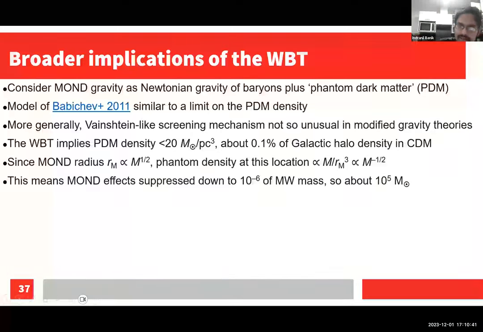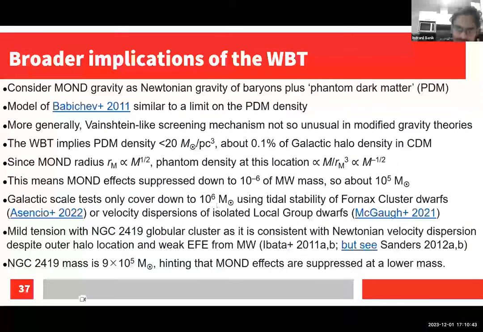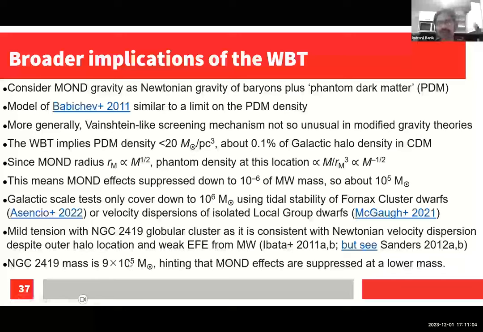If you look at where the galaxy data go down to, interestingly, you just about reach that regime. Galactic scale tests cover down to 10^6 solar masses. Just below that, you'd have massive globular clusters, and NGC 2419 is in trouble with MOND, and that's just below its threshold. So it looks like MOND breaks down in systems below 10^6 solar masses, perhaps. That's what the observations imply, but also what the wide binary test would imply if you interpret it as a limit on the phantom dark matter density.